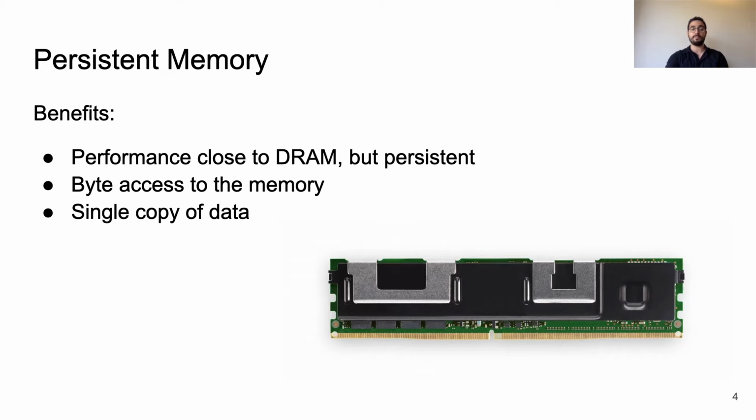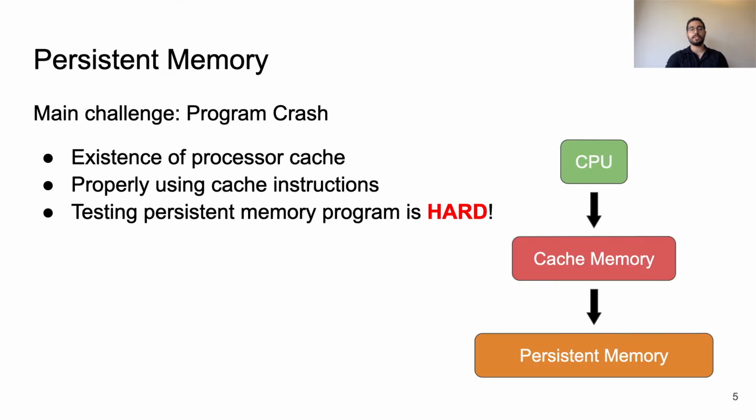With persistent memory, the program can use a single copy of a data structure both as in-memory working data and as a persistent store of data. This new way of data manipulation is very efficient in terms of memory usage and eliminates the overhead of the serialization and deserialization process. However, this efficiency comes with the main challenge of a system crash happening while the program is running.